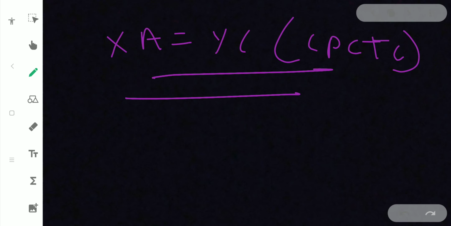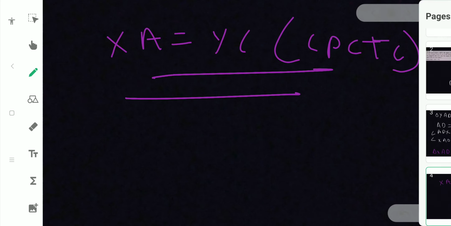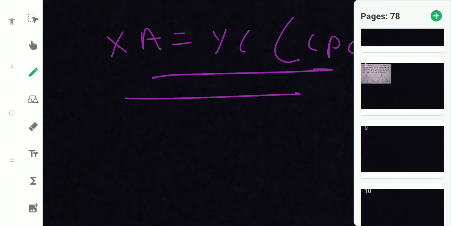Let us go to the next question. So the question is on your screen. In the following figures, the sides AB and BC and the median AD of triangle ABC are respectively equal to the sides PQ and QR and median PS of the triangle PQR. Prove triangle ABC and triangle PQR are congruent.